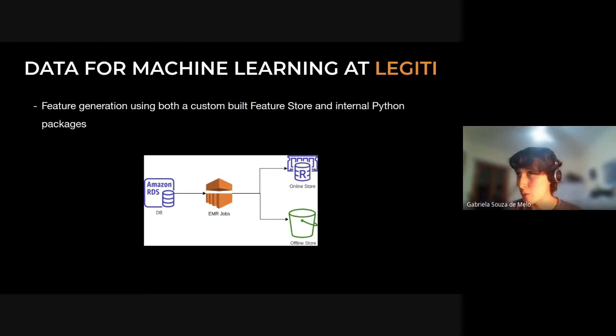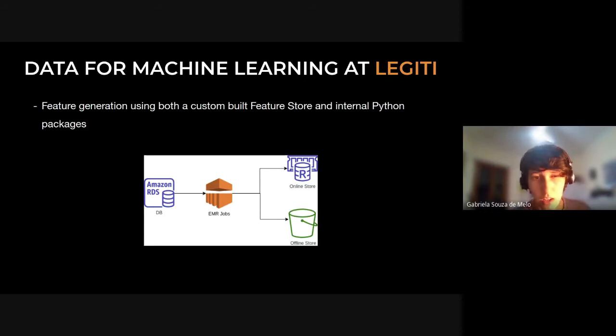So what happens is that we have some EMR jobs running recurrently. These jobs fetch some data from our database, process this data, get features out of them, and store it in two different locations. So we have an online store and an offline store. The online store is a very low latency storage solution. So we're using a Redis cluster running on AWS's ElastiCache solution. And we also have the offline store, which is a storage solution that has less rigid latency constraints, but is able to store larger amounts of data. And that's one part of the features that we calculate.